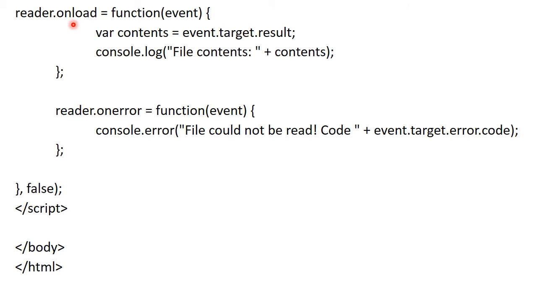If the file reading is completed properly, then we can call this function, and we know that the data being read by the file reader will be stored inside event.target.result. I am copying that into a variable named contents, and I am displaying that contents in the console. And if there was an error, I am displaying that error also. So this is a complete example for reading files. You can implement this and see the results.